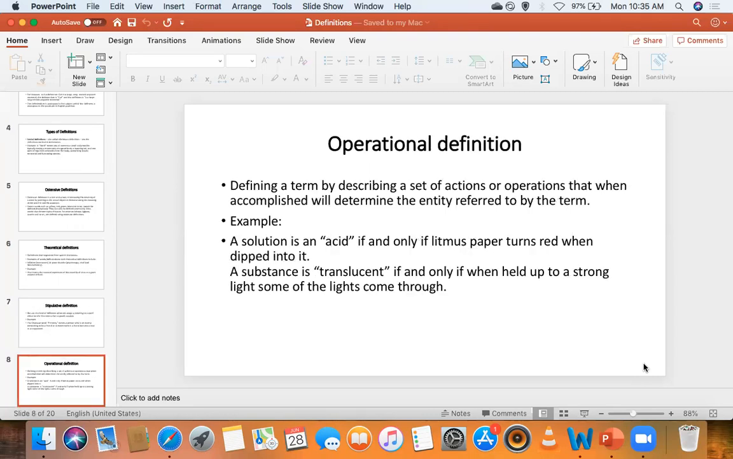Then you have operational definition. Operational definition is defining a term by describing a set of actions or operations that, when accomplished, will determine the entity referred to by the term. So operational definition is to define something by enumerating a set of actions or procedures by which that particular thing is realized.